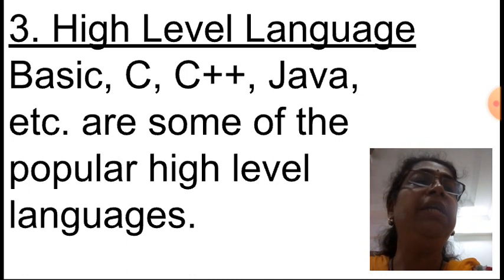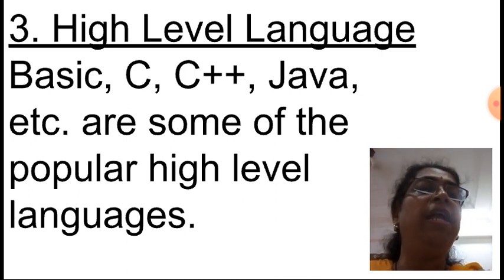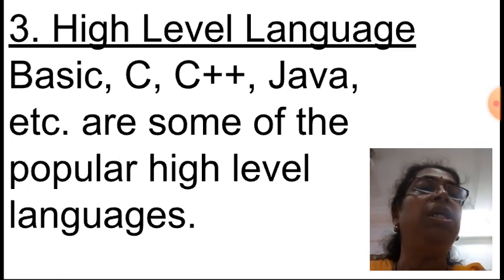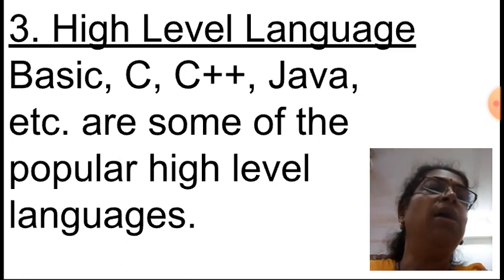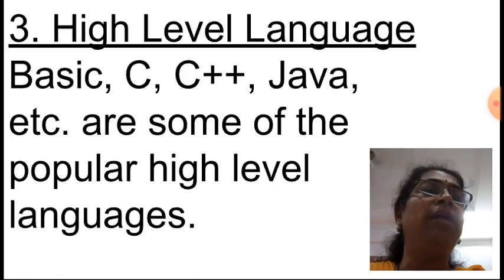So there was a need, or an urge, to develop some language which the common man can understand. It should be user friendly and it should be machine independent. Means what? A program written on one machine can be used on other machines also, that is machine independent. User friendly means it should be easy to understand and easy to write programs in those languages.